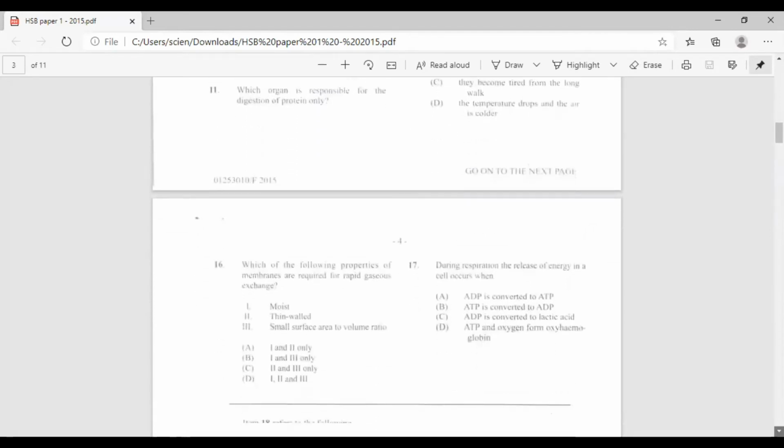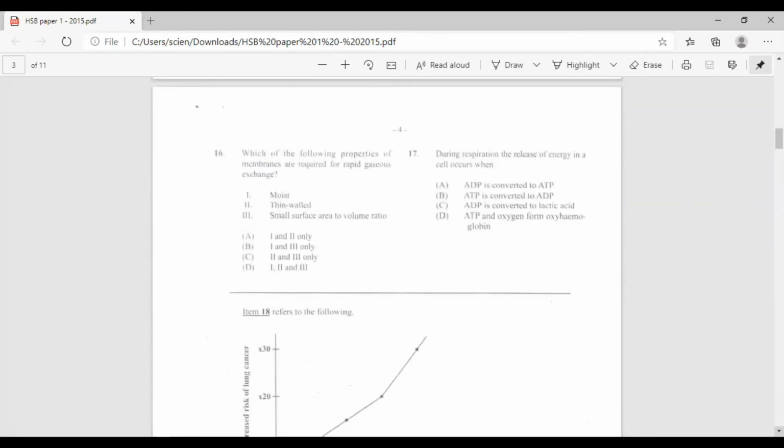So 16. Which of the following properties of membranes are required for a rapid gaseous exchange? 1, moist, 2, thin-walled, 3, small surface area to volume ratio. For gaseous exchange to happen, we need a moist environment. So that's okay. Thin-walled, yes, it must be thin-walled, so oxygen can be exchanged for carbon dioxide. Small surface area to volume ratio, no, it needs a large surface area to volume ratio. So I would go with A, 1 and 2.